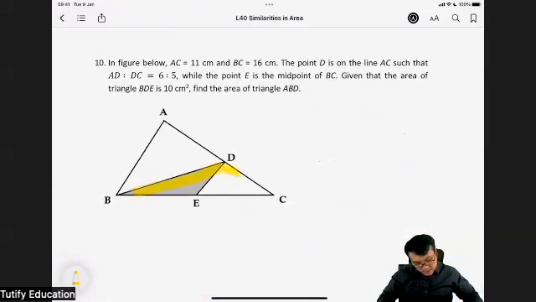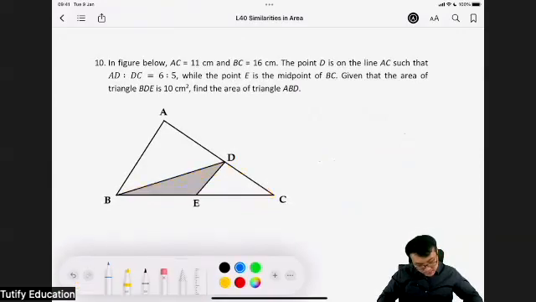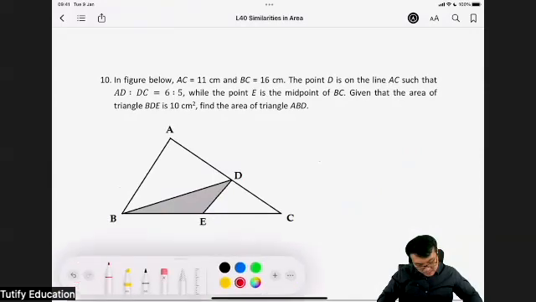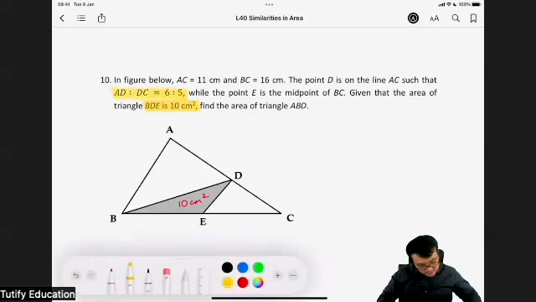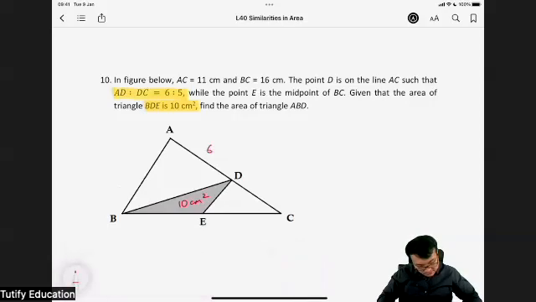First, I would like you to look at the yellow triangle. When we look at this yellow triangle, the question already tells us that the area of BDE is 10 cm square. They also told us that AD and DC is 6:5. And they also told us that point E is the midpoint.